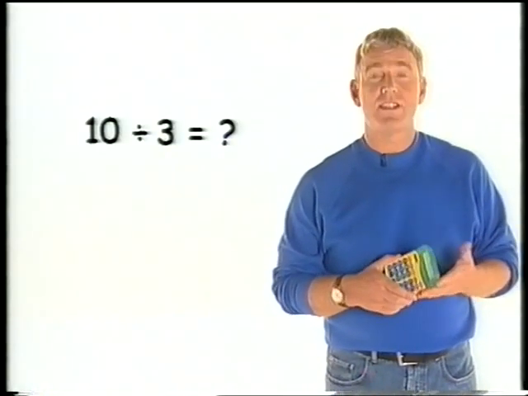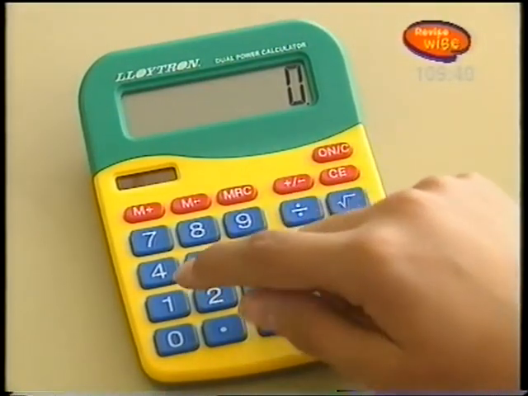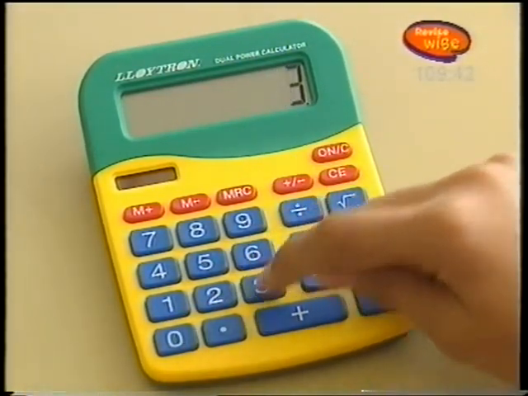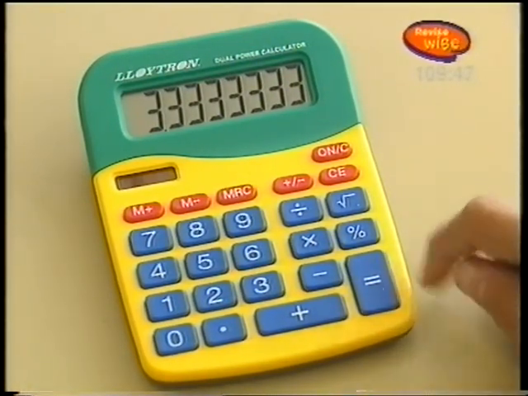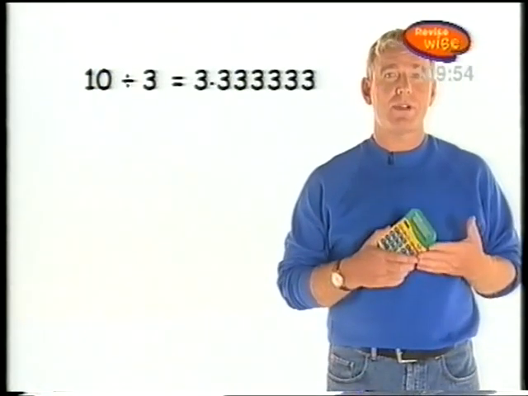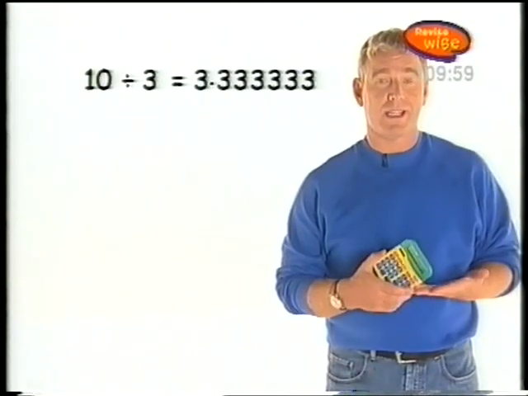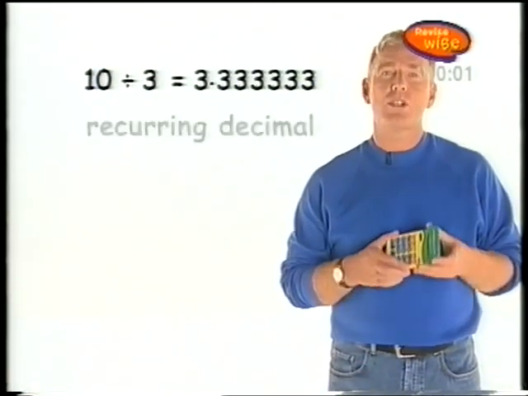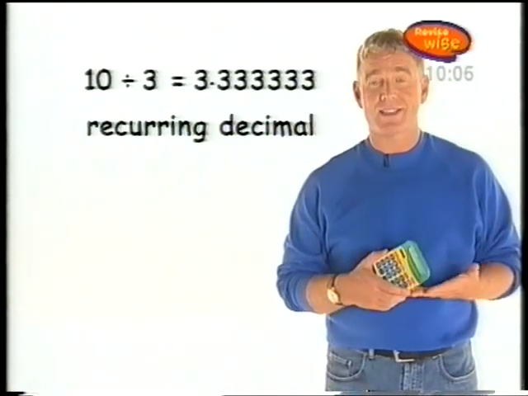Here's something to watch out for. Try 10 divided by 3 using the calculator. So I've put in 10 divided by 3 and equals 3.33333, which I know is a recurring decimal. I know this is equivalent to a third. Now the calculator gives the number of decimal places it feels like. In this case, the 0.3333 would go on forever. It's called a recurring decimal. But we know that 0.3 recurring is the same as 1/3.